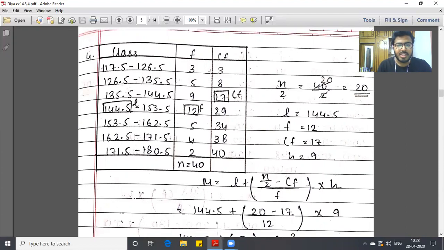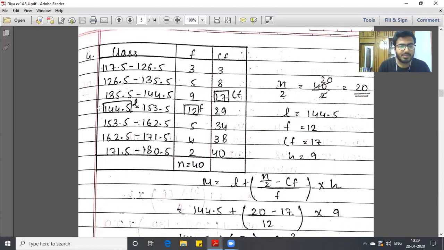Very good then. Now taking n by 2, n by 2 is n upon 2, that is the total number, 40 upon 2, which is 20. Now we'll look at 20. Does 20 come in 3? No. In 8? No. In 17? No. In 29? Yes, it comes inside 29. So we'll be taking this class and the cumulative frequency of the class above it, as we discussed earlier also.